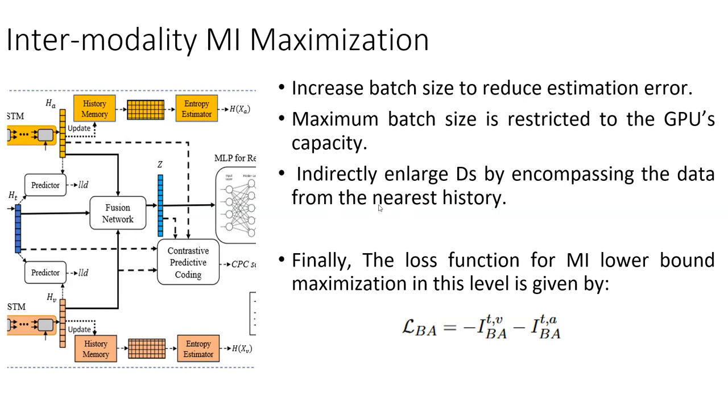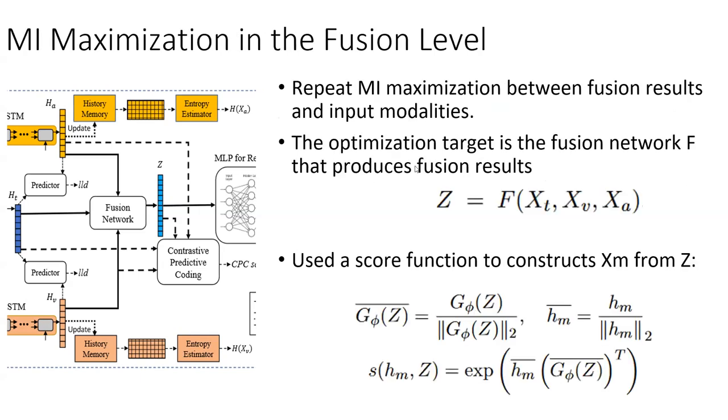So they calculate the loss function at two levels. This loss function is for the input level, and at the next level, the fusion level, they again calculate a loss function to maximize the information. That's why they say they hierarchically maximize the information. That means they use two levels, the input level and also the fusion level. Although I also have some confusion about the fusion level, especially the mathematics of how they calculate it.